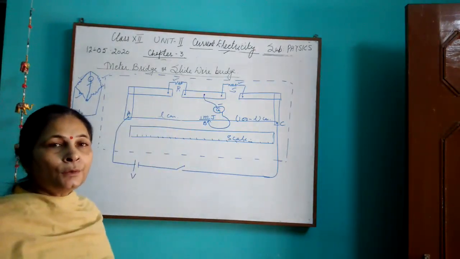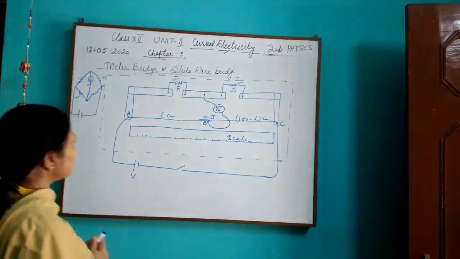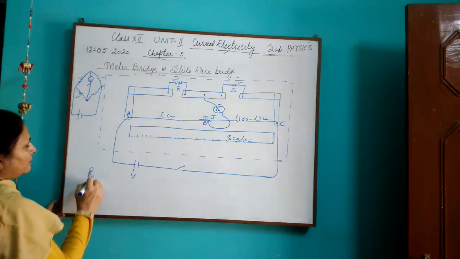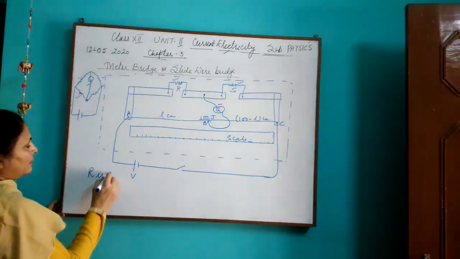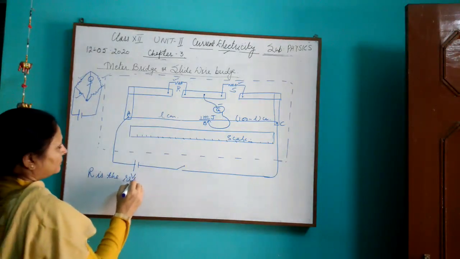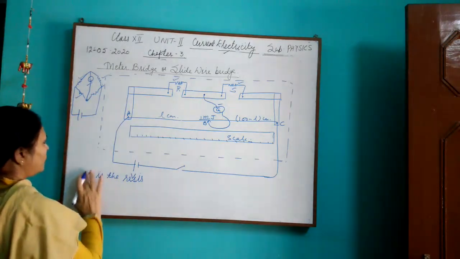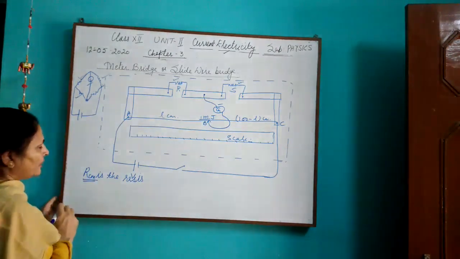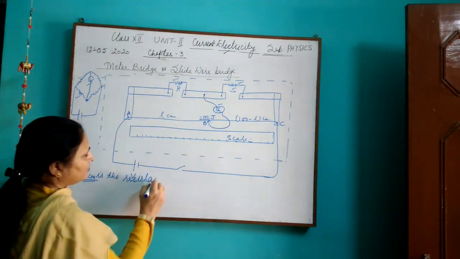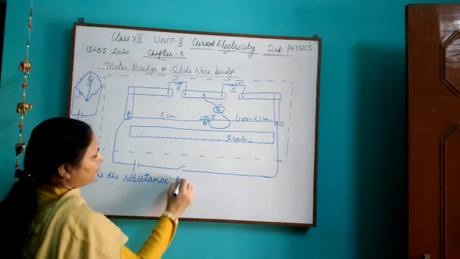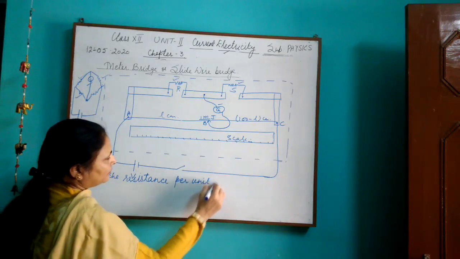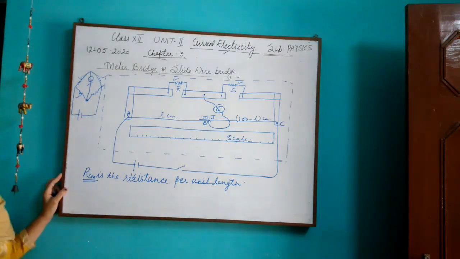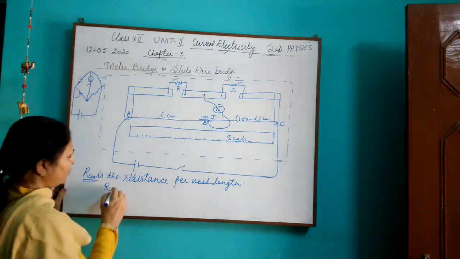We have to convert it into a resistance. So let us consider, say, R is the resistance. We can take rho or something else, but I'm taking RCM. RCM is the resistance per unit length of the wire.